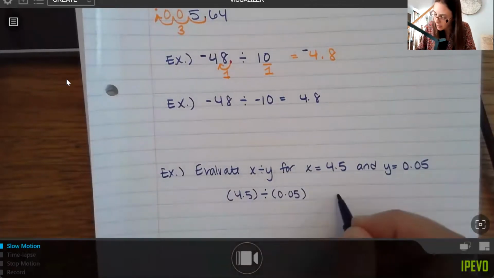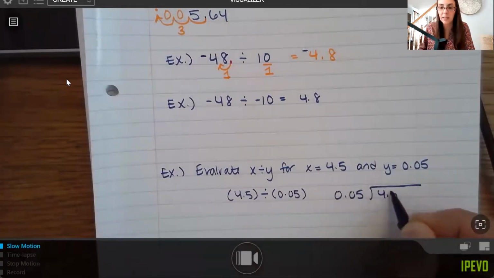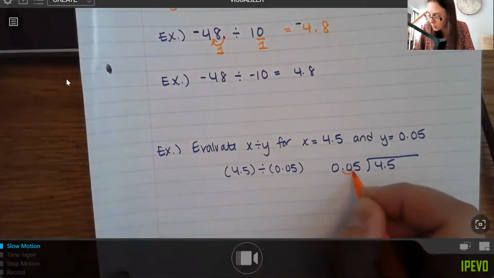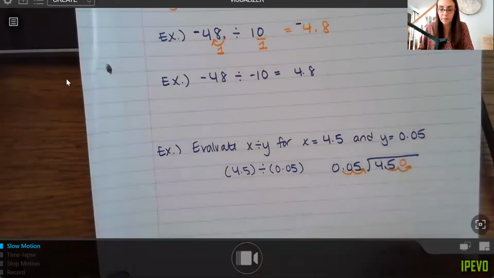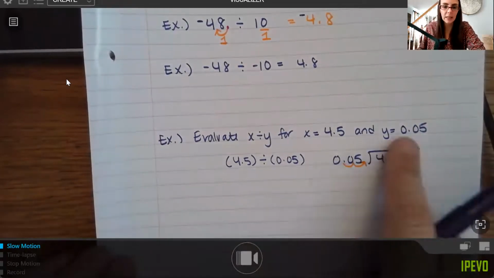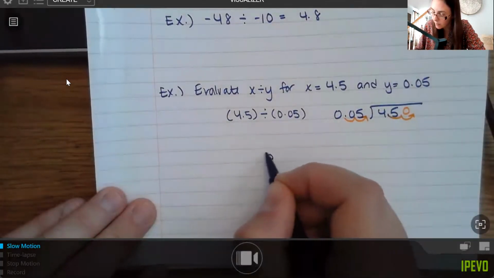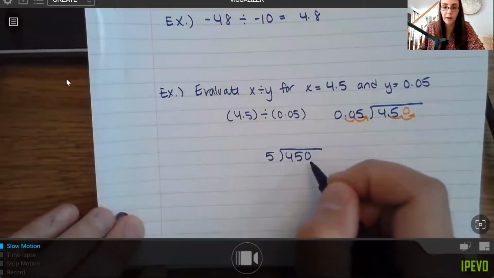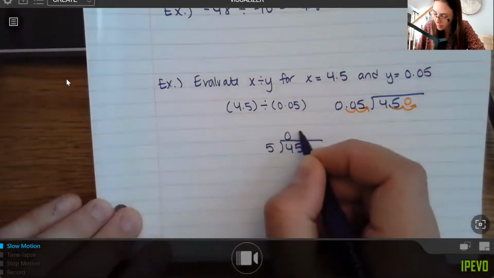So if I set this up, that 0.05 goes on the outside and that 4.5 goes in on the inside. And remember that we don't like decimals on the outside. So I'm gonna move this 2 spots to the right and move this 2 spots to the right and fill in any holes. Now, some students who are comfortable would just do their work right on here, and that's fine. I personally like to rewrite this. This becomes a 5, and this becomes 450. My decimal would be there. So now 5 does not go into 4, but it goes into 45 9 times.